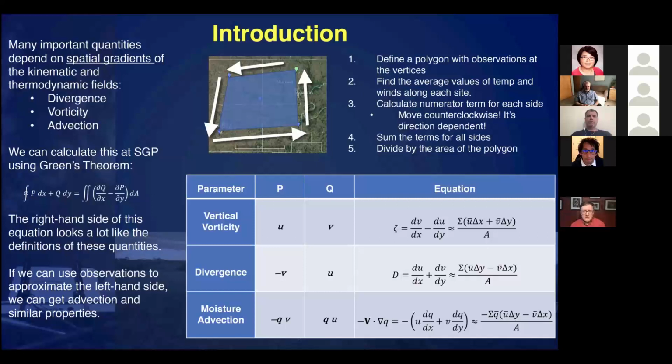And so how you do this is you define a polygon with observations at the vertices. You find the average values of your key characteristics along each side of the polygon. You calculate the numerator term in that right-hand side for each side. It's direction dependent, so you've got to move counterclockwise, making sure that you're being nice and orderly. Sum up the terms for all sides, divide by the area of the polygon, and there you go. You have a reasonable estimate of what the advection is for your domain. Next slide, please.